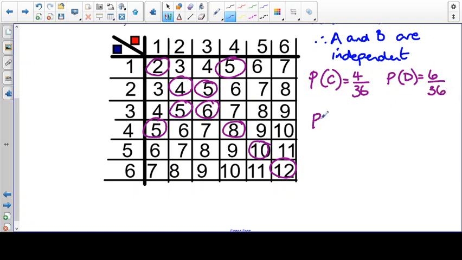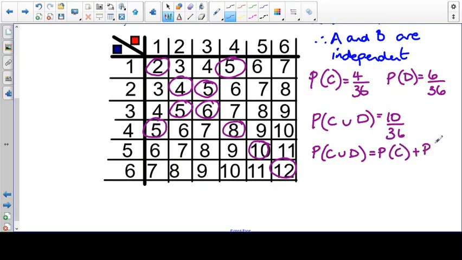The probability of getting a sum of 5, or the numbers being the same, is all of those, which is 10/36. So we can show it by saying the probability of C union D is the probability of C plus the probability of D. But you can physically see that there's no overlap, because those are totally different to the 5.